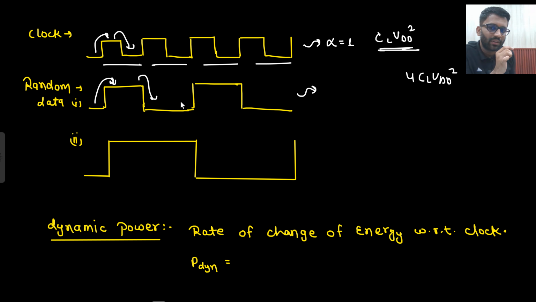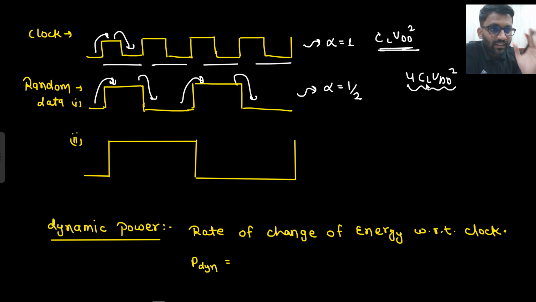0 to 1, 1 to 0, 0 to 1, 1 to 0. How many cycles are there? 2 only. If activity factor for this is 1, so what will be the activity factor for this? If it is taking 4 CL VDD square energy, then this would be taking 2 CL VDD square energy. So that is the activity factor alpha I am multiplying.